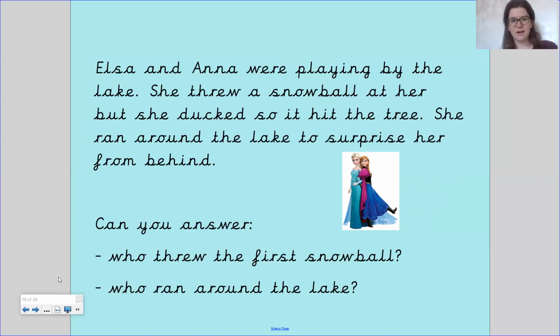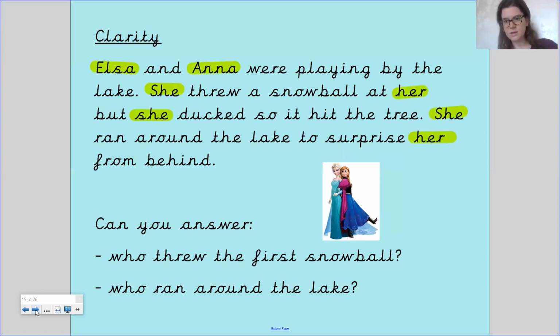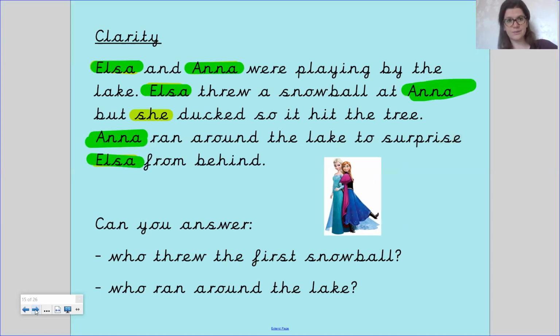So in this bit of writing, we have used pronouns, but we've used them too much, and now we just don't understand what's happening. I don't know who threw the first snowball. I don't know who ran around the lake. So the story doesn't make any sense anymore. So what I need to do, I've highlighted all the pronouns here. There are too many of them. I need to change some of those pronouns into nouns so that I can understand what's happening.